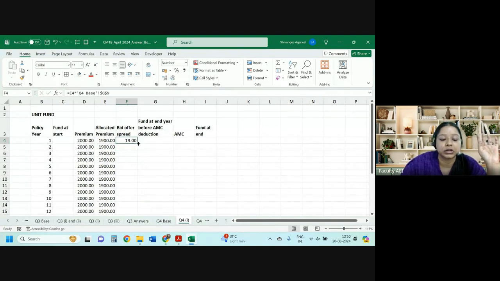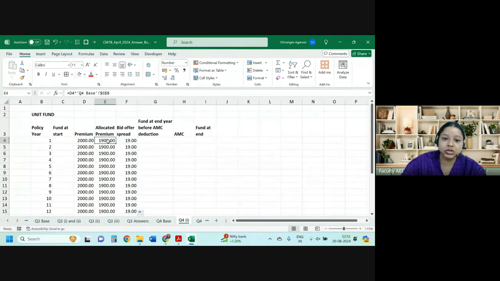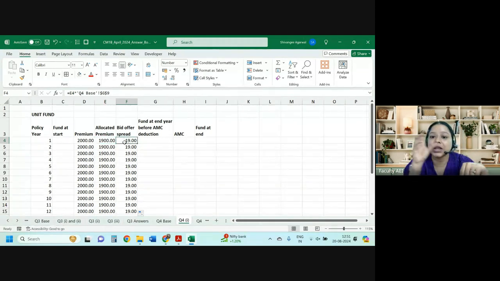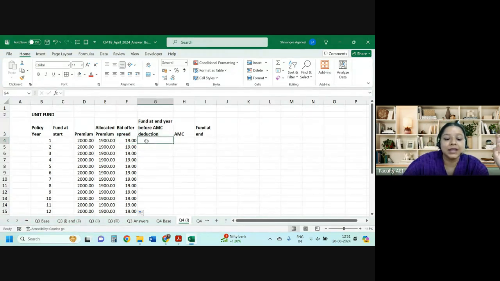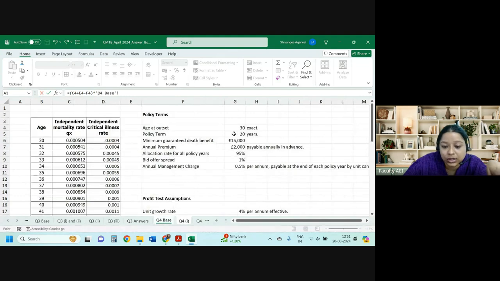You cannot write anything on your own. Okay, so how do we usually calculate cost of allocation? Premium into allocation rate into 1 minus bid offer spread, you take that entire thing and you accumulate. But here they have asked you premium, then allocated premium, which is into 95%, bid offer will be this into 1%. Okay, fund at the end before AMC is deducted is how much? Take the fund at the start too, right? Because here the fund at the end is directly said to be before AMC. So fund at the start plus the premium plus allocated premium. Okay? And minus bid offer spread, this is how you calculate, into unit growth rate.